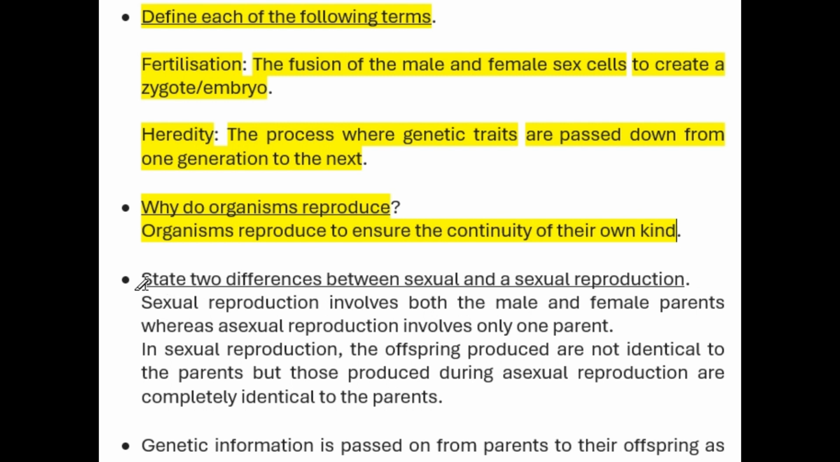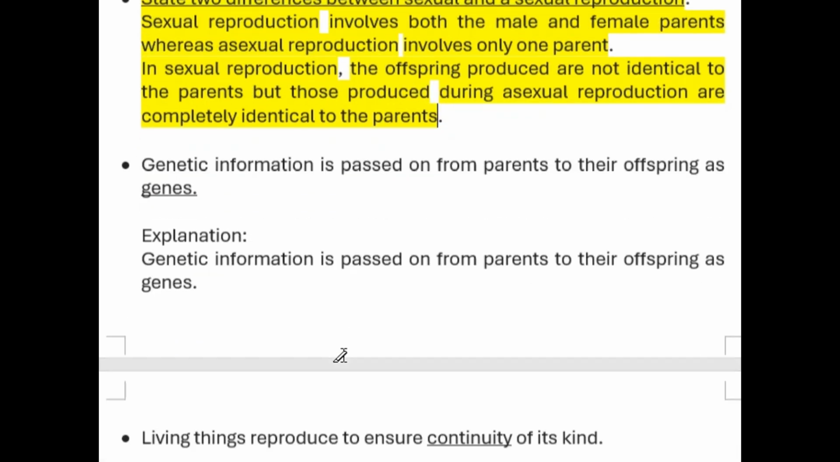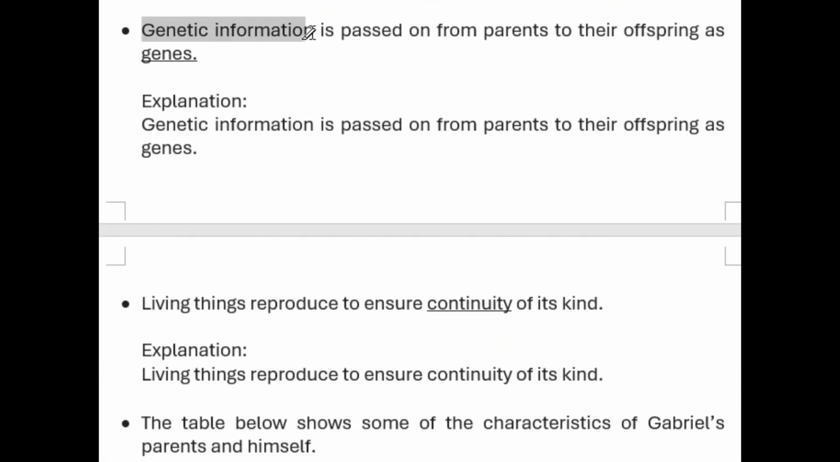State two differences between sexual and asexual reproduction. Sexual reproduction involves both the male and female parents, whereas asexual reproduction involves only one parent. In sexual reproduction, the offspring produced are not identical to the parents, but those produced during asexual reproduction are completely identical to the parents.